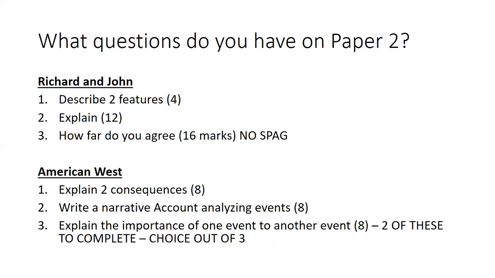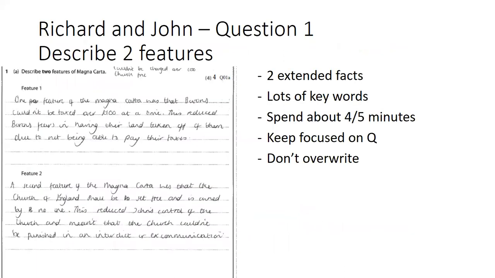So I'm going to go through some questions and then show you some example answers that would have done very well at GCSE because they are real examples of GCSE exams. First, we'll start with Richard and John. So like I said in the previous paper 1 show, describe 2 features is a 4 marker. 2 extended facts, lots of key words, about 4 to 5 minutes, focus on the question and do not overwrite.